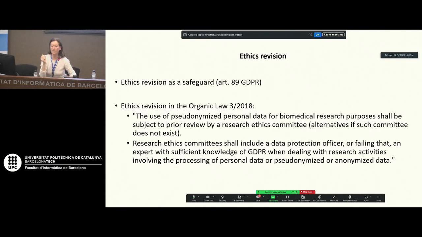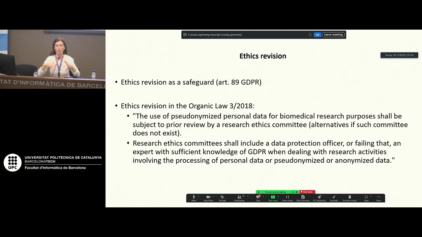Salva also asked me if you need an ethics revision of the projects of the processing, and it depends on the role you have. If you are the controller, you need an ethics revision. It's compulsory in Spanish law, not before, but now it's compulsory, even if your project is only with data. There's no physical intervention or there are no samples. It doesn't matter. If you use data for scientific research, you need the revision of an ethics committee, but it's a duty of the controller.